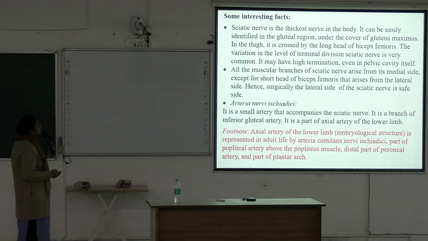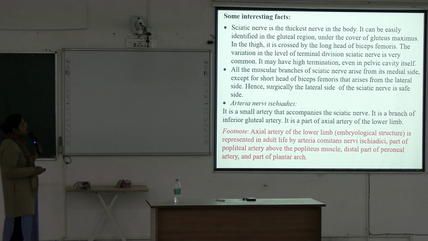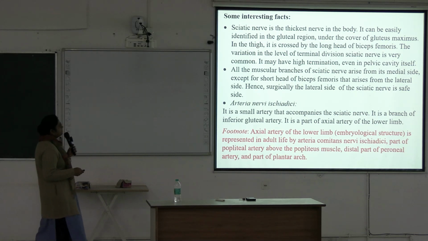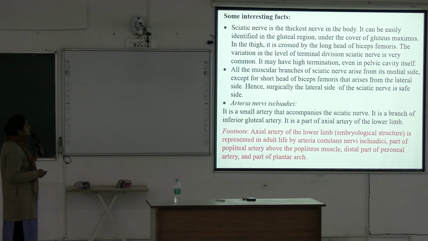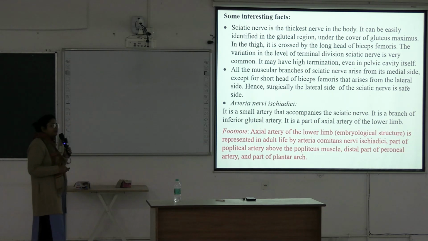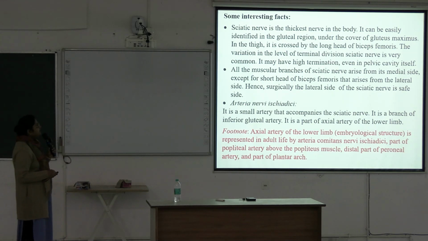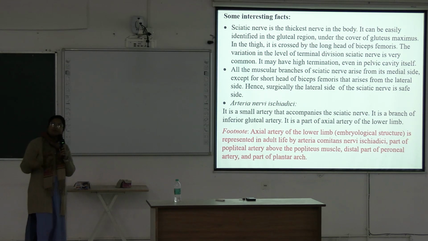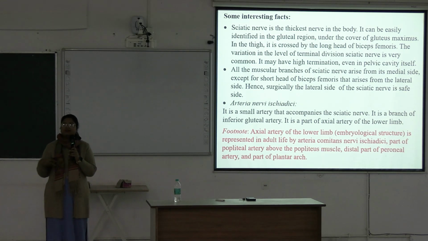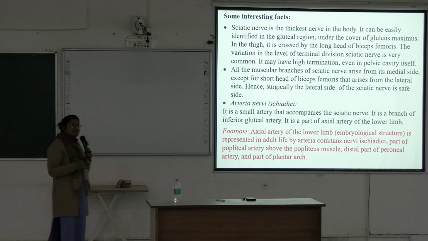So the sciatic nerve is the thickest nerve in our body, easily identified in the gluteal region under cover of gluteus maximus, and in the thigh crossed by the long head of biceps femoris. There is variation in the level of terminal division. Sciatic nerve variation is very common. It may have high termination even in the pelvic cavity itself. Then these two components, tibial and common peroneal, will come out separately below the piriformis if high division occurs.